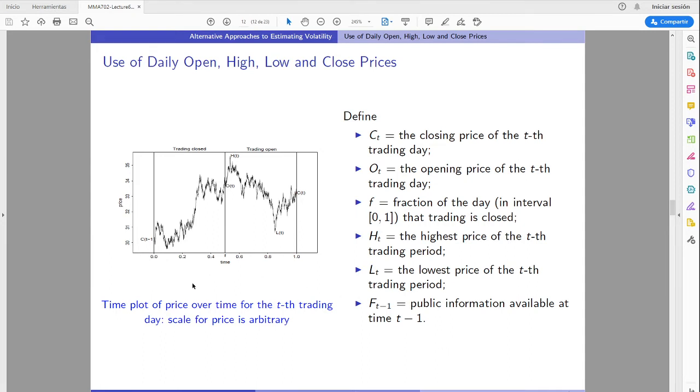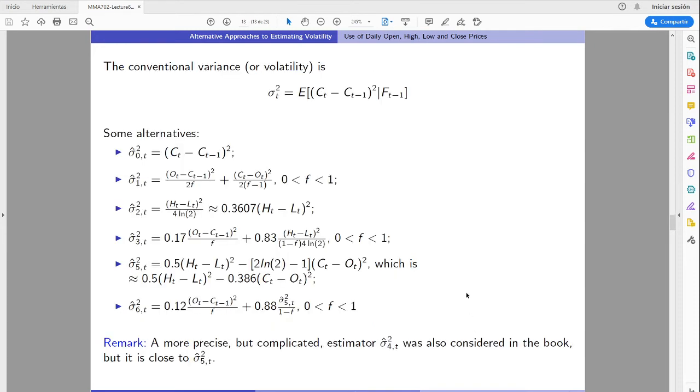Here you have a time plot for the price over time for the trading day. Scale is arbitrary, please forget it, it's just an example. So the conventional variance is defined in this way.